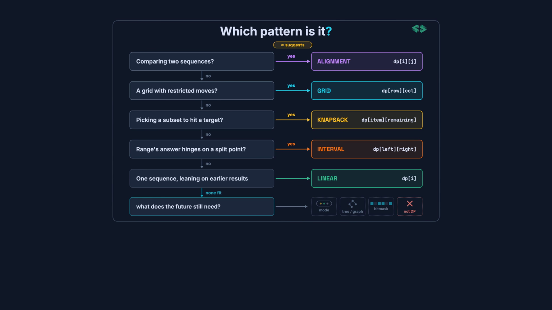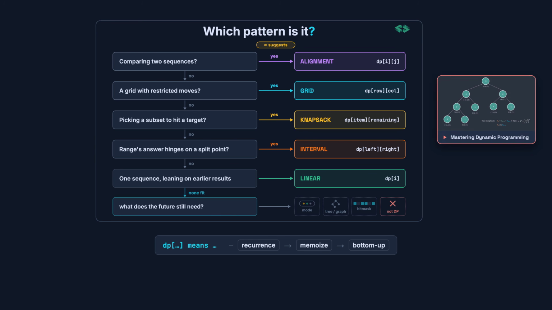Once the chart points you at a candidate state, write the one sentence that locks it in. DP of this means. From there, the rest is just the machinery you can practice. Write the recurrence, memorize it, flip it to bottom up. If that part feels difficult, my last video walks through all of it, link on the screen.